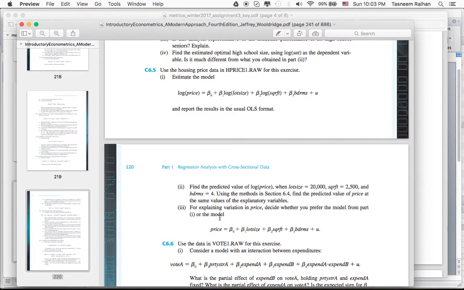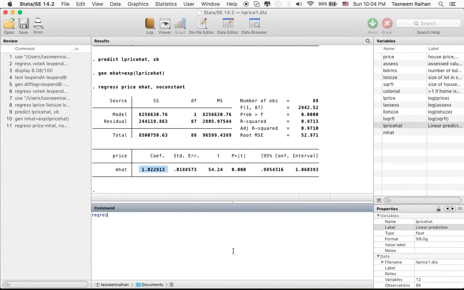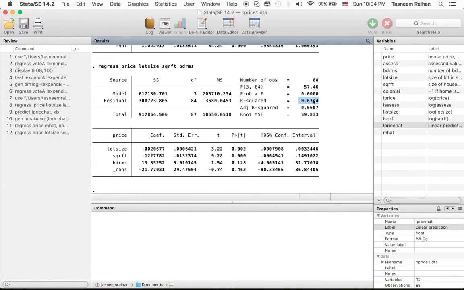So the first thing that we'll do is we run this regression. Let's go to Stata: regress price lot size, square feet, bedrooms, enter. Run this regression. Now let's have a look at r squared. It's 0.6724, but we can't really use this r squared to compare this model with the previous one.